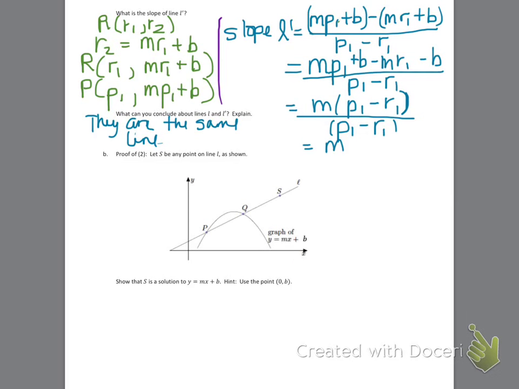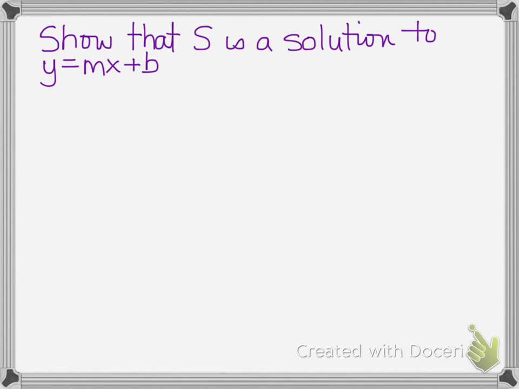Okay, so I don't have enough room to do it right here, so I'm just going to move to a new screen. We want to show that S is a solution to y equals mx plus b. So S has coordinates S1 and S2, the x and y coordinates of S.